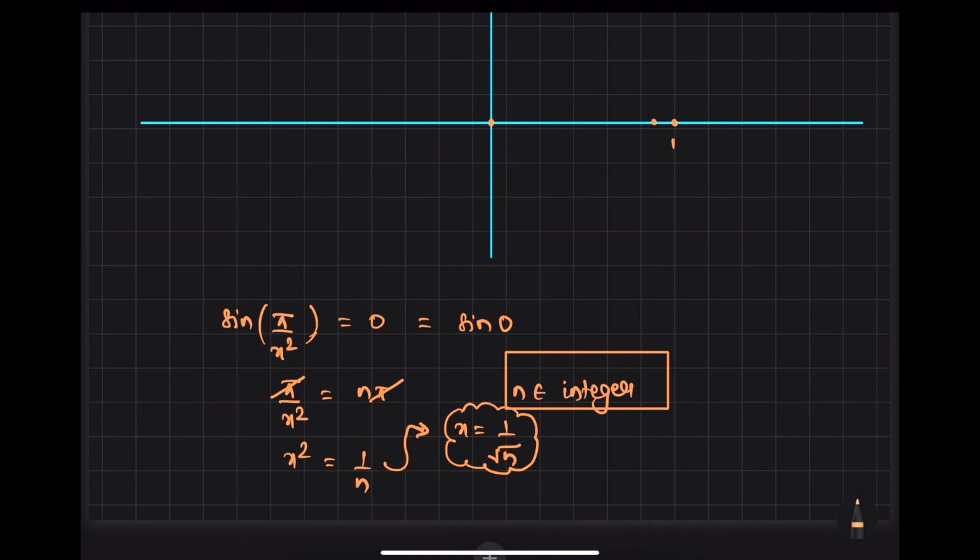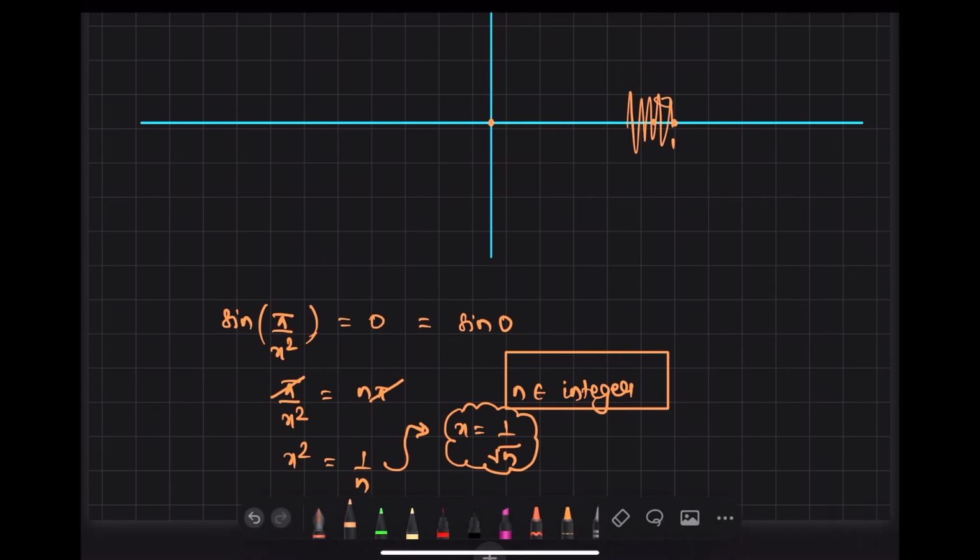Now the third natural number is 3. So 1 by root 3 is again smaller. Okay, so don't you think that the number of natural numbers is infinite? If the number of natural numbers is infinite, then from here we will have an infinite number of intersections. Correct or wrong?